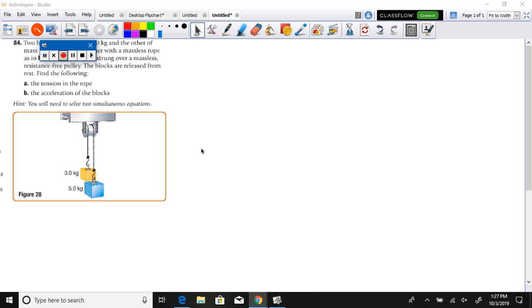All right, class. This is a tension pulley problem. There's your pulley, okay? And you've got two blocks. One block is 3 kilograms, 5 kilograms the other block. Now, which direction do you think this will go? Yeah, this will go in the direction of the 5 kilograms, okay?